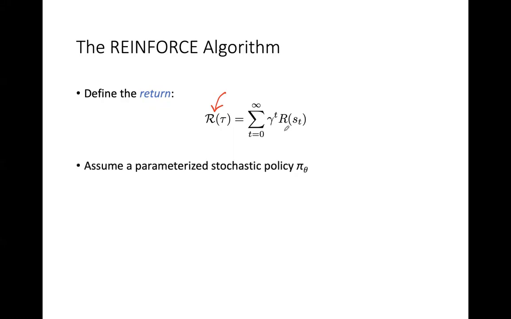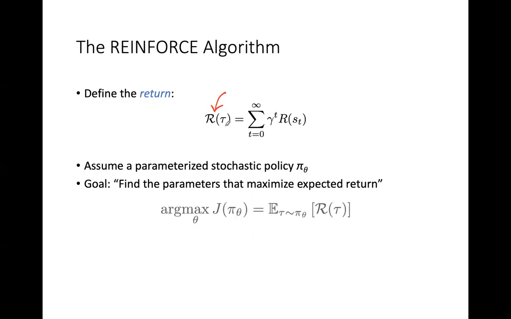And if we assume this parameterized stochastic policy, so a neural network representing my stochastic policy, then it's clear what we want to do, right? The goal of our algorithm, this policy gradient algorithm, is to find my neural net parameters that maximize this thing. So that's what we want to do. Written out in math, this is the optimization problem we want to solve.